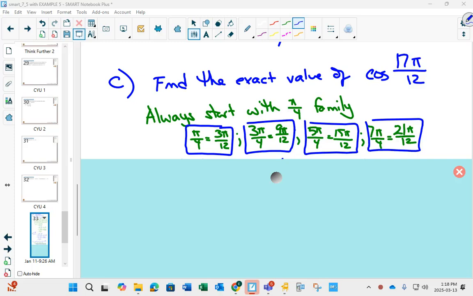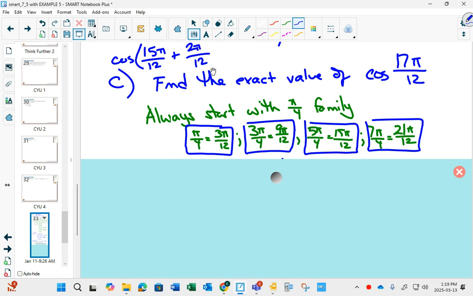Now sometimes people like to start with the one that's closest. Sometimes people just like pi over 4. If you started with the closest one, you would start with 15 pi over 12. So we would say this is equal to cos of 15 pi over 12. And then it's not hard to figure out what adds up to 17 pi over 12, because you need a common denominator. Well, it would have to be over 12, and we need another 2 pi to add up.